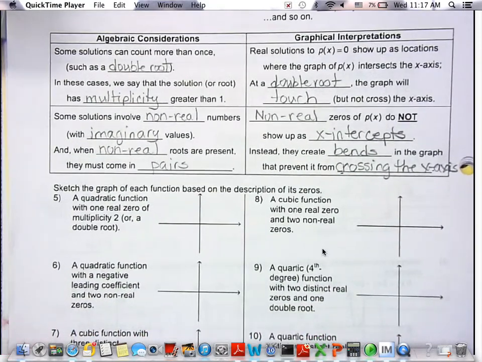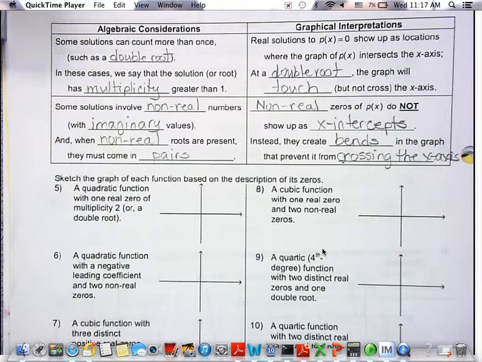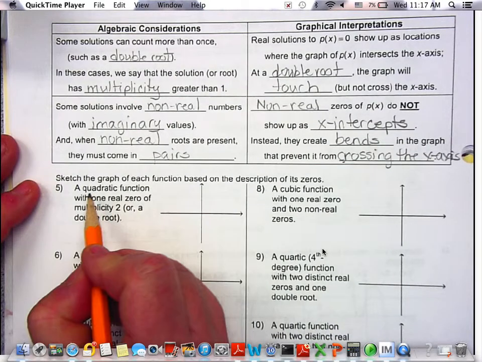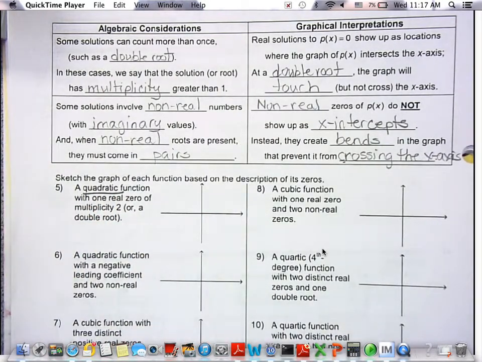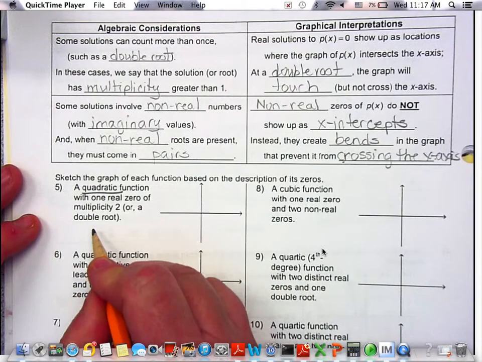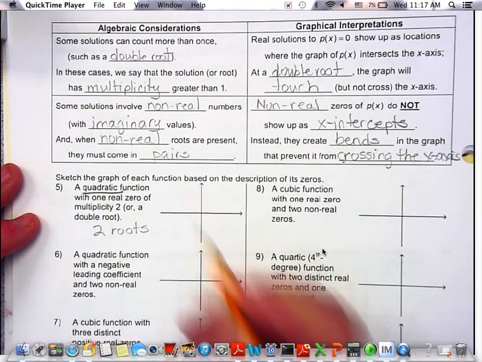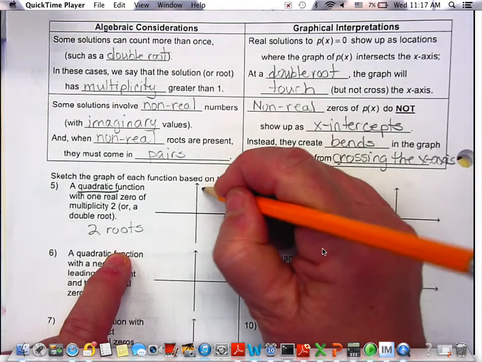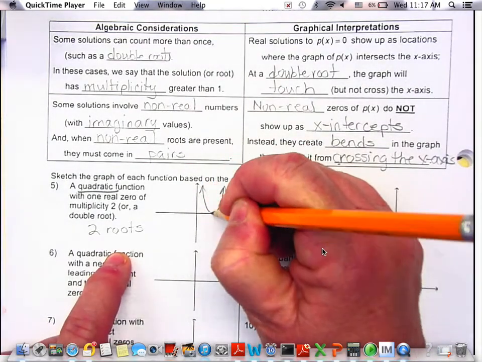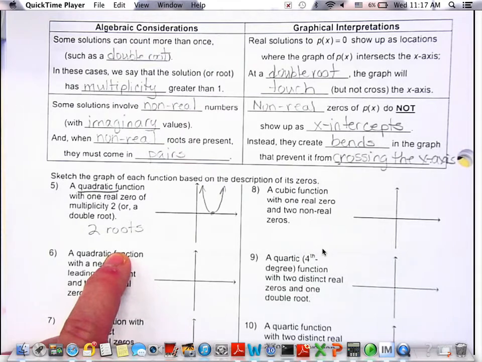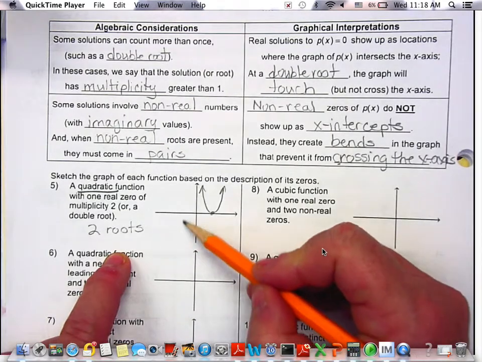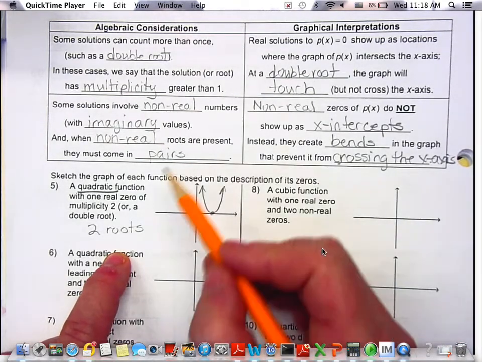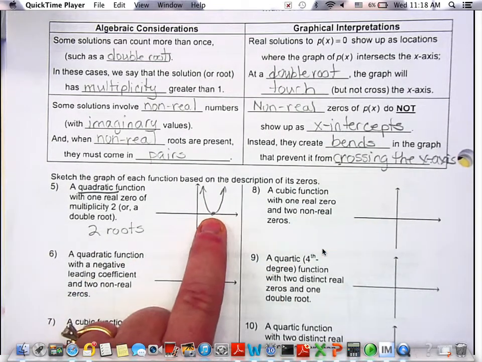Okay, so on number 5, it says a quadratic function with one real zero of multiplicity 2, or a double root. So if it's quadratic, how many roots are we going to have? 2. Okay, and this says that we have a double root. So what if we wanted to draw one? What would it look like? Just like that. It touches it and comes back up, or it could be underneath. It's just going to touch it and come back up.